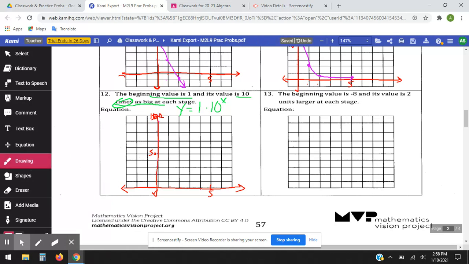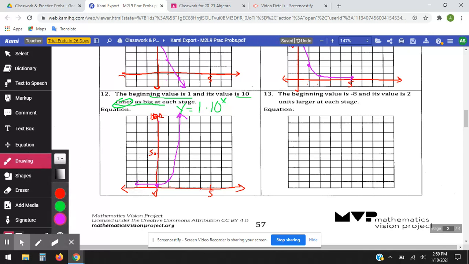Okay, next. 10 to the 0 is 1, so it's going to be 1, 1. Oh, undo my first dot because that is not correct. It's going to be way down here at 1. And then 10 to the first is 10. 10 to the second is 100. So look at that. We've already hit clear to the top as we're going on that one.